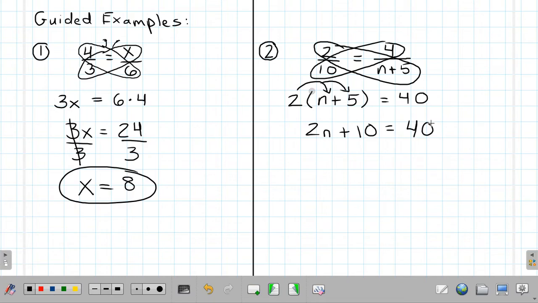And now all I've got after I distribute is a 2-step equation. I'm not going to spend too much time on the steps here for solving a 2-step equation, because once again, it solves just like every other 2-step equation we've ever done.